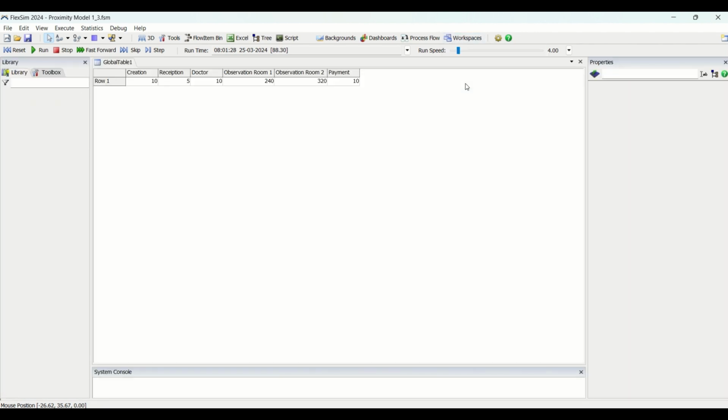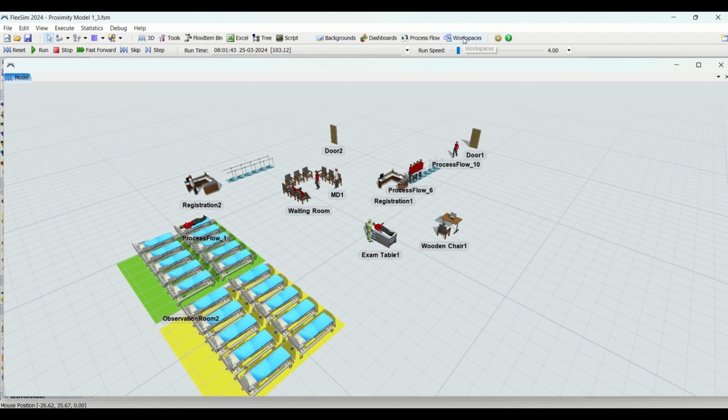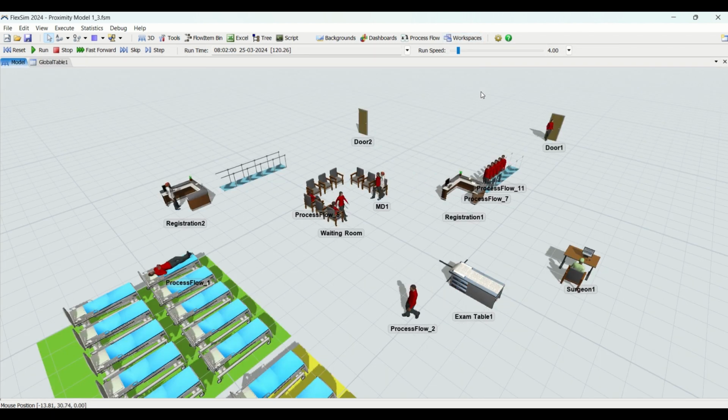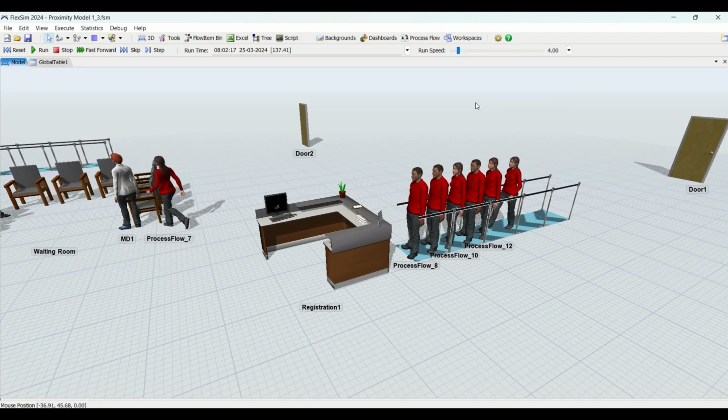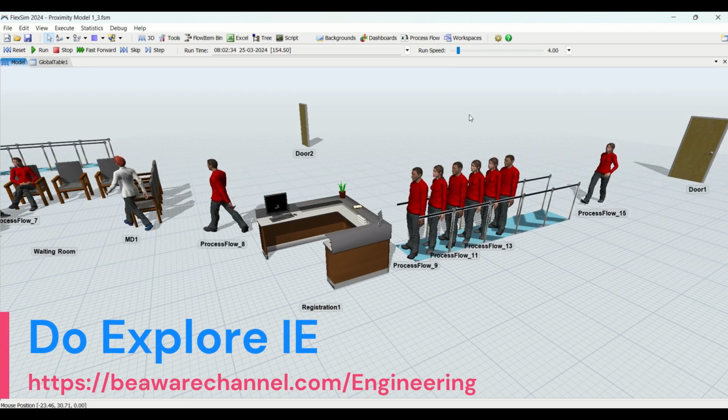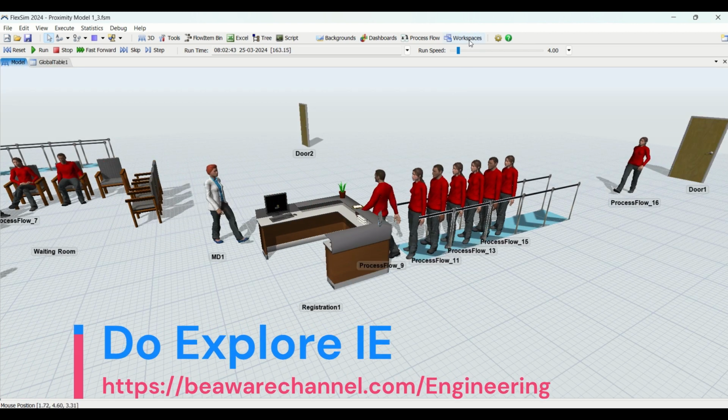Then I have workspace 4. Here is another view. Then I have workspace 5, from where you have a different view altogether. This is workspace 6, which is a very close-up view. At workspace 7, you could look at it again, it is the same type of thing.